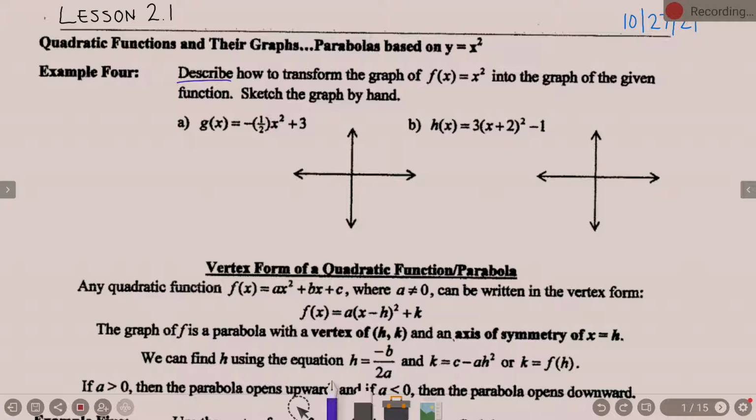X squared is the basic function. Go back to your Algebra 2 days. In Algebra 2 we had a gold paper that had all the different pieces on them. What do some of these pieces tell me to do? The plus 3, up 3? Yeah. Plus 3, when you have a number added at the end, that's going to be a vertical translation. So it's going to take me up 3.